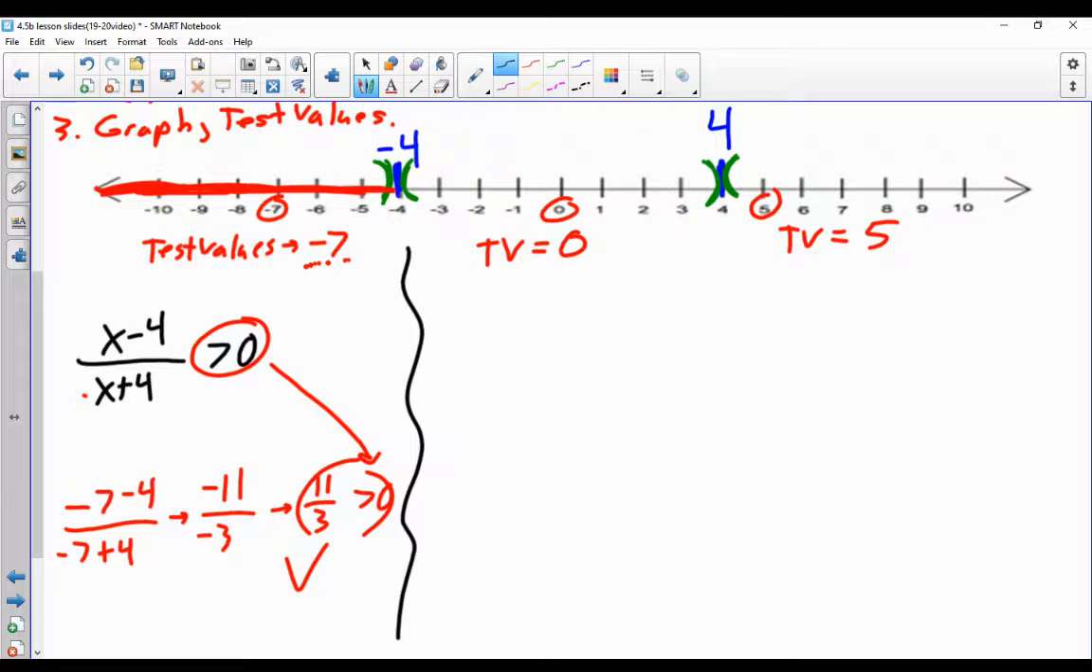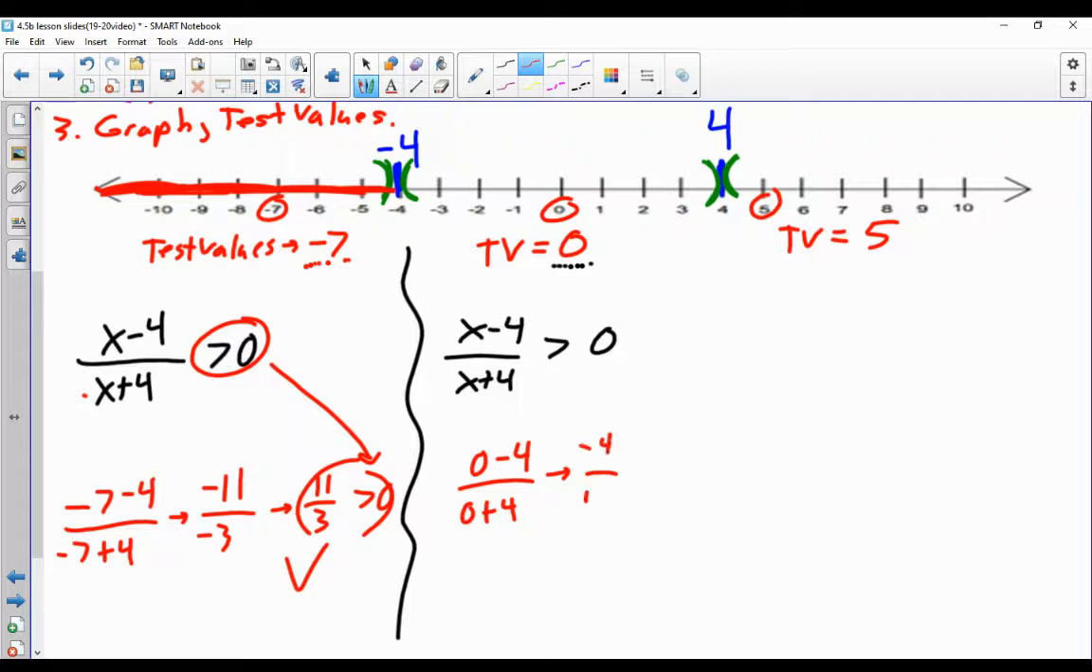Now let's do the same thing for the second interval. We'll take (x - 4)/(x + 4) greater than 0, and we're going to plug in 0 this time. So now, instead of x minus 4, we'll do 0 minus 4, and on bottom, x plus 4 will be 0 plus 4. On the top, you'll get -4. On the bottom, you'll get +4. Simplify that, that gives you -1.